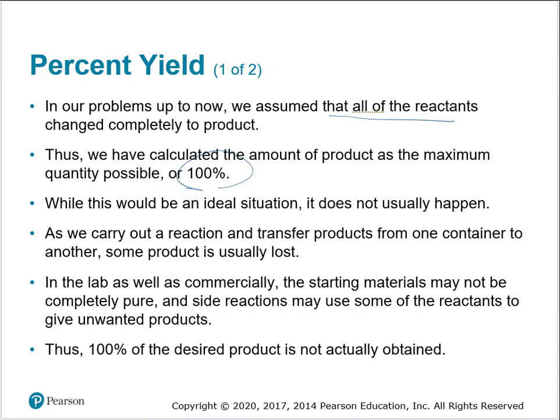As we carry out a reaction and transfer products from one container to another, some product is usually lost, and this is in real life. In the lab, as well as commercially, the starting materials may not be completely pure, and side reactions may use some of the reactants to give unwanted products. So 100% of the desired product is not actually obtained.